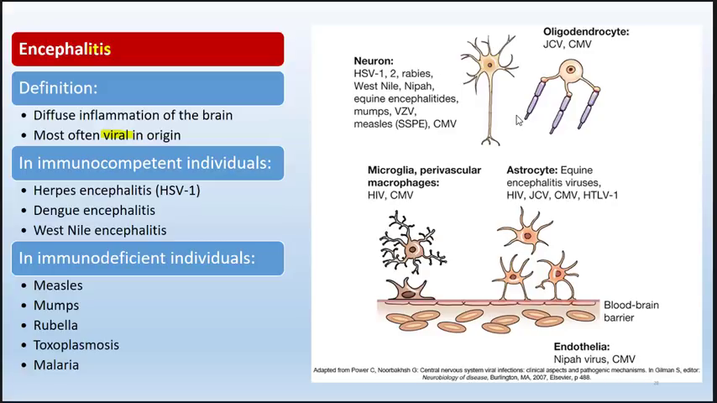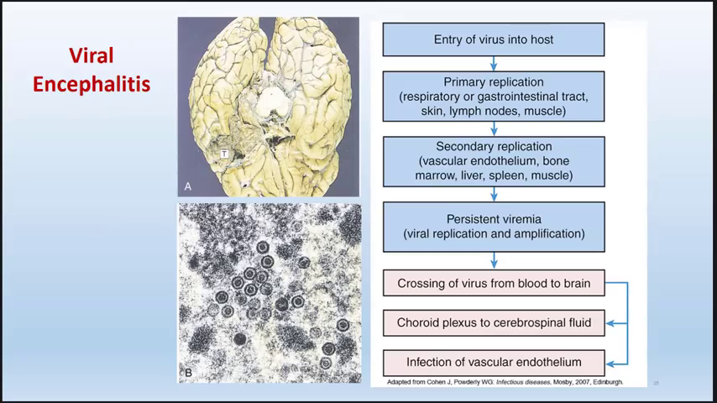And from this image here, what I want you to take from it is that the biggest target of viruses, again, because that's the most common origin of encephalitis, are the neurons. And so you can see quite a list of different viruses here impacting the neurons. So it could be the supporting cells as well, such as the oligodendrocytes, microglia, but the neurons are the greatest target.